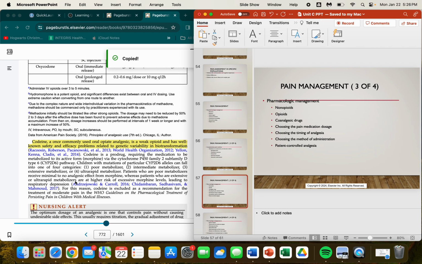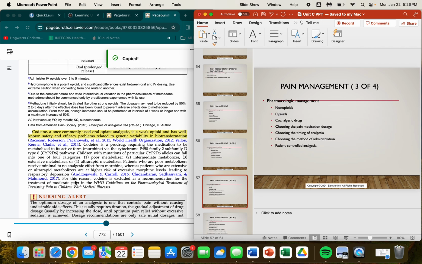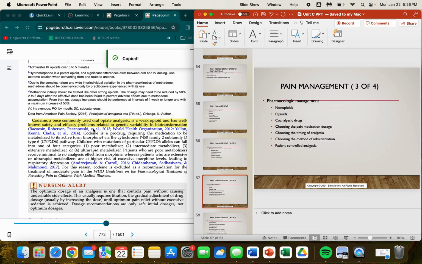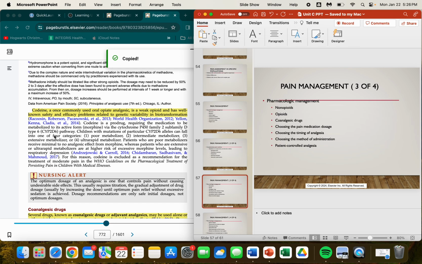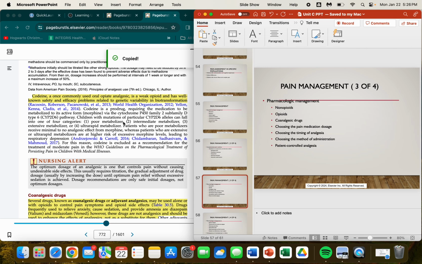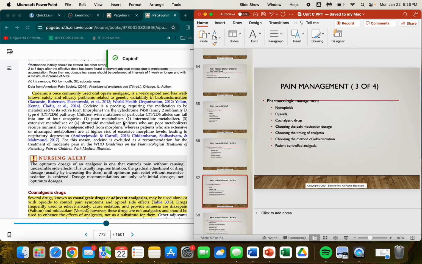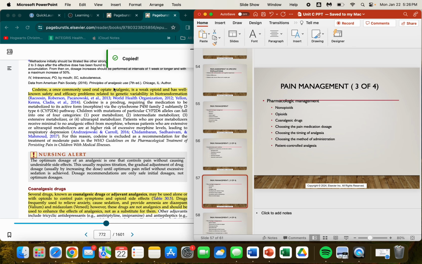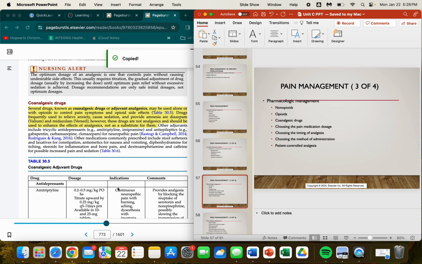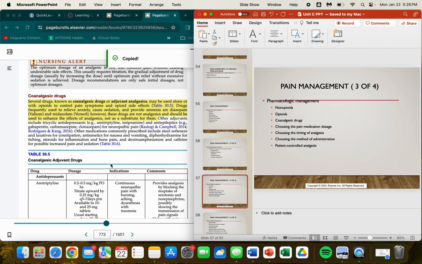Your book talks a little bit about codeine. Codeine was once a commonly used opioid in children, but it is actually a weak opioid and has some safety and efficacy problems. It has to be converted within the body to act like morphine, and it has a lot of other interactions. You can read more about it here, but just know that codeine is actually not best practice anymore for children.